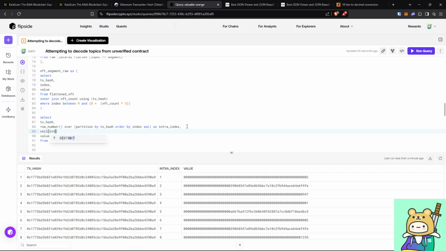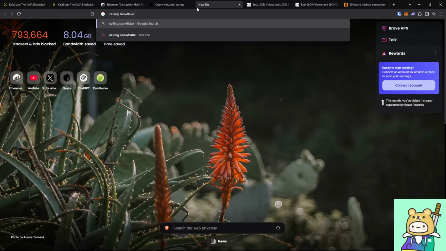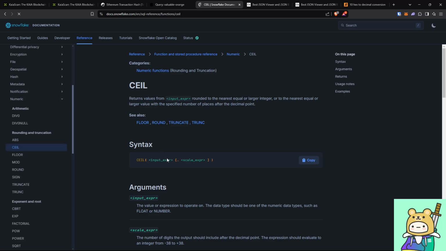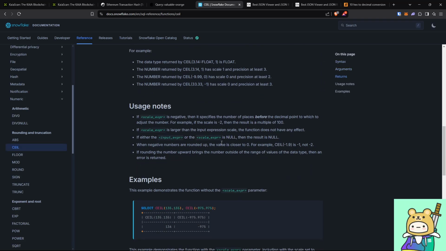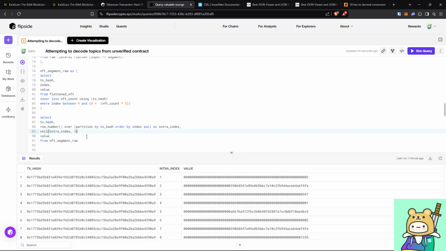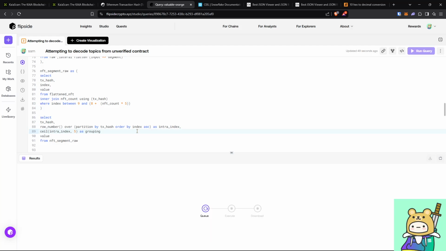Ceiling. I forgot the notation for this, but I think it's this, right? Let's look it up. Ceiling Snowflake. Input scale. Yeah, I think that's correct. As grouping. Oops, what does this mean? Unexpected value. Oh, my bad.